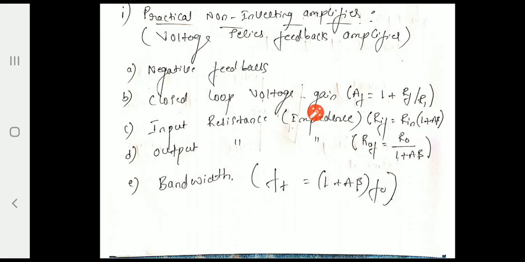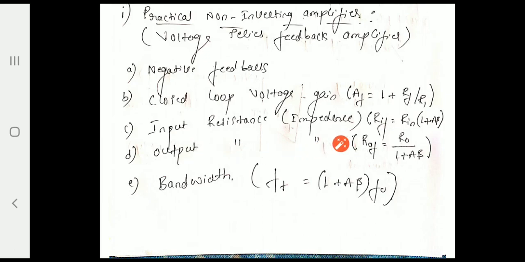Closed loop voltage gain: closed loop means there is a feedback connected from the output to the input side. For the non-inverting amplifier, I think you already remember this, AF equals 1 plus RF by R1, where RF is the feedback resistor, R1 is the input resistor, and AF is the closed loop voltage gain with feedback. We already discussed this in basic electronics also, so I wrote the formulas directly just to refresh them.